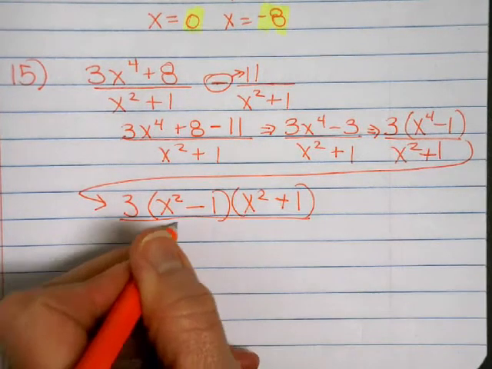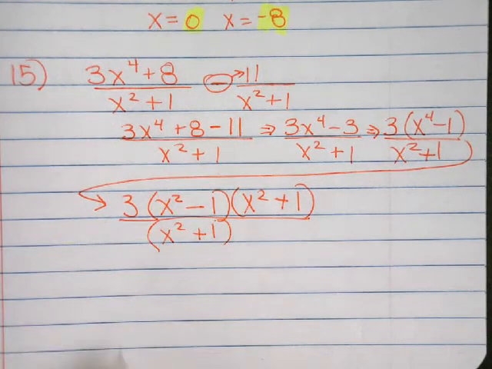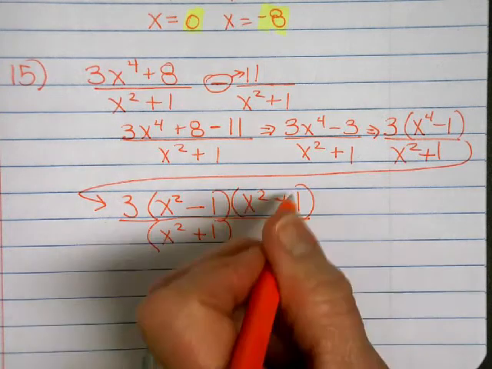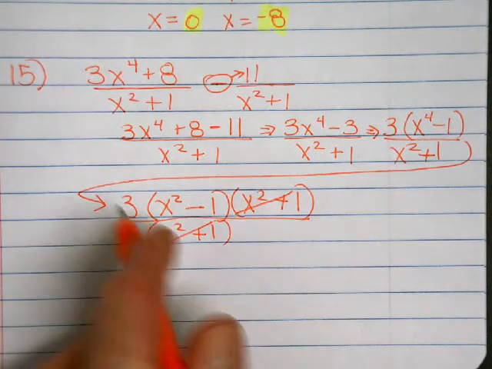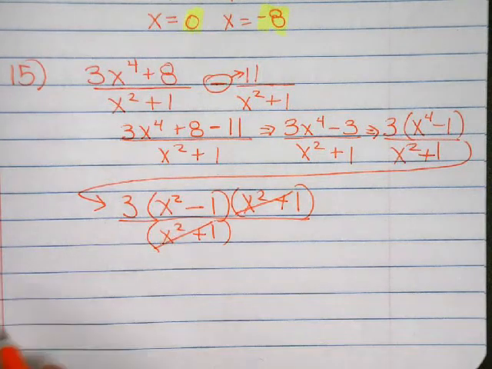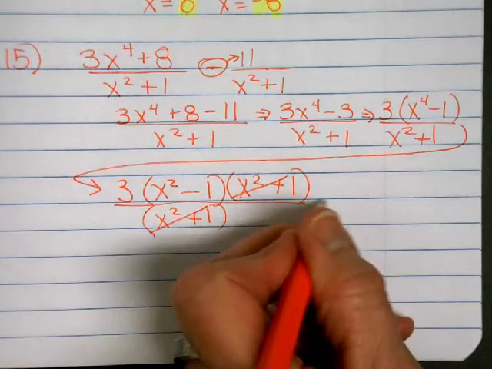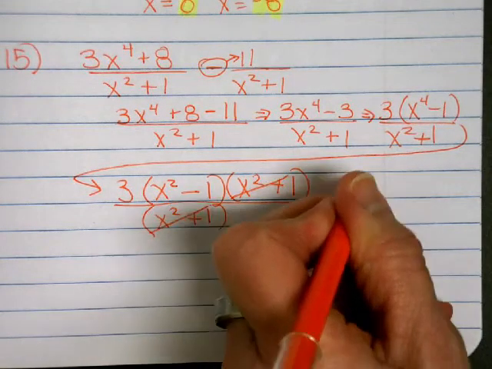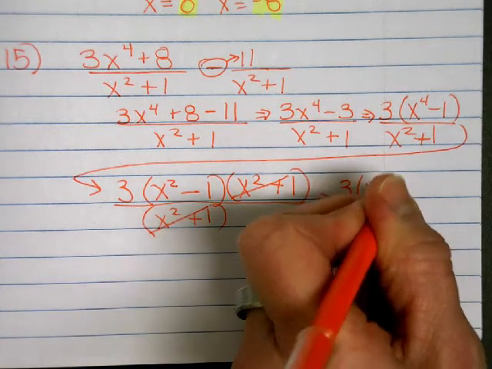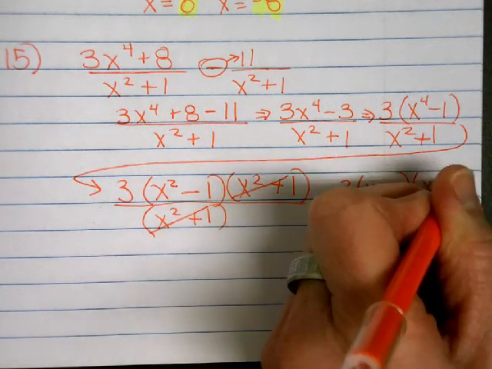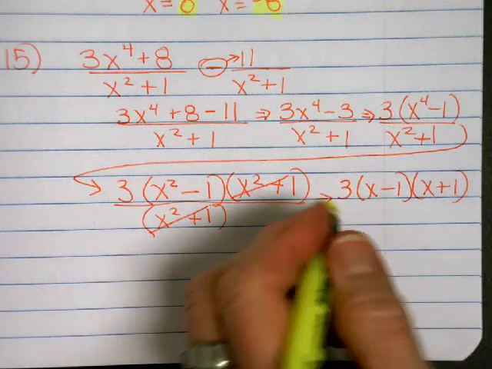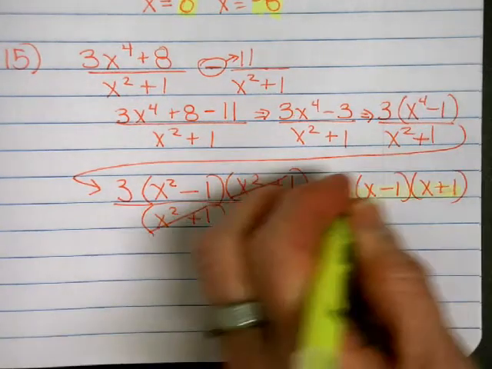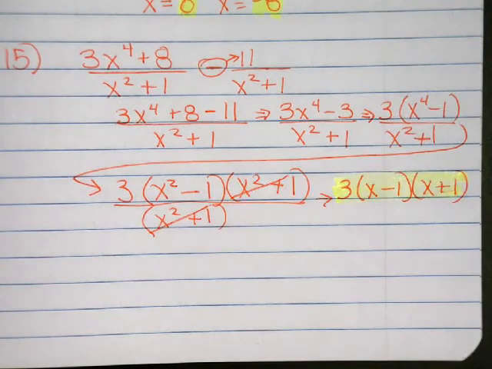The square root of x to the 4th is x squared. The square root of 1 is 1. So this is the difference of squares. Where there's a 1, there's always craziness like this. I'm going to hug my denominator so you can see how those two cancel. And there's more factoring: x squared minus 1 can be factored. So my final answer is 3 times x minus 1 times x plus 1.